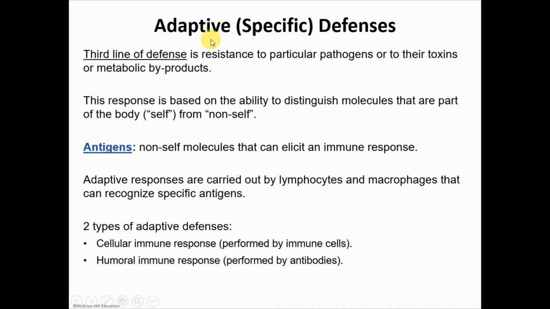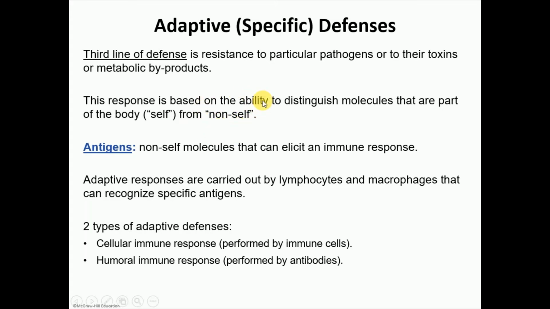Now we'll talk a little bit about the adaptive or the specific defenses. That is your third line of defense, and like I said, these are more specific. When you use them, that means that you are now immune to that pathogen. In order for it to function correctly, your immune system has to have the ability to differentiate between your own self cells and identify those and not attack them, while it should have the ability to identify non-self cells.